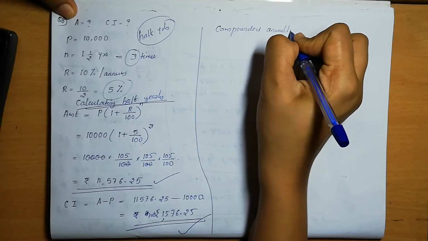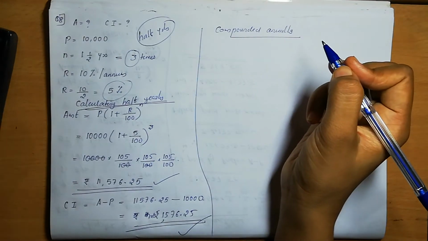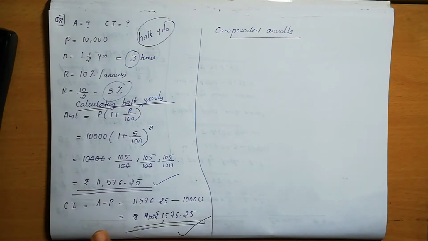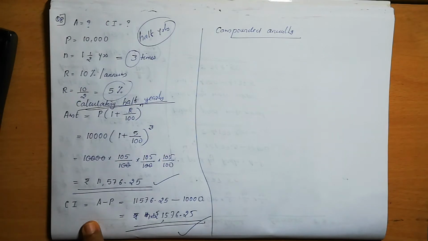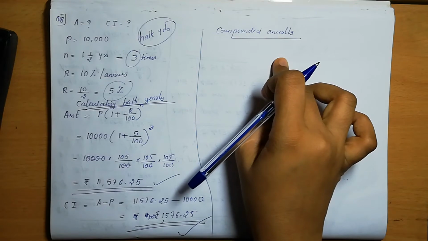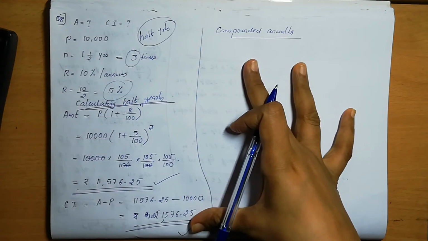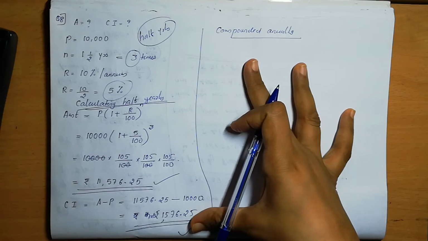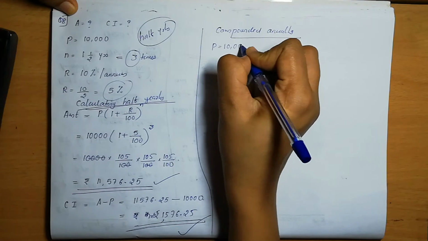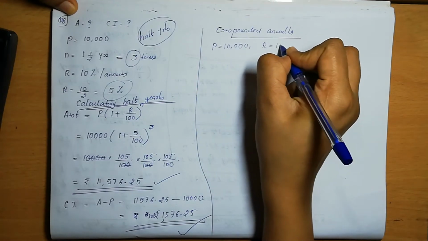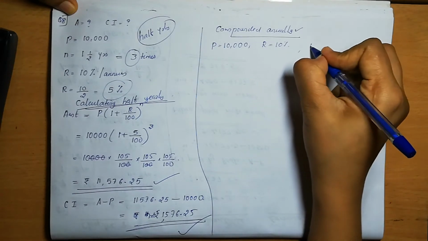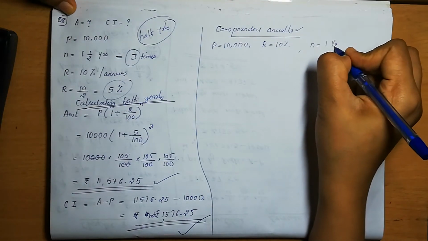Compounded annually means we are going to find whether this interest would be more than the interest he would get if it is compounded annually. That means this was a half yearly basis compound interest. So next we are going to find compound interest on a yearly basis, and then compare which interest he will get more. Here the principal is 10,000 and the rate is 10%, because it is calculated annually there is no change in the rate, but the term is 1.5 years, right?